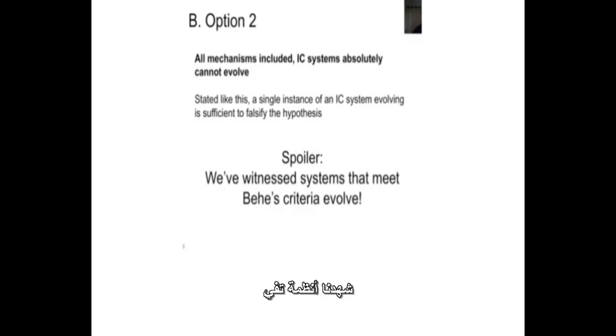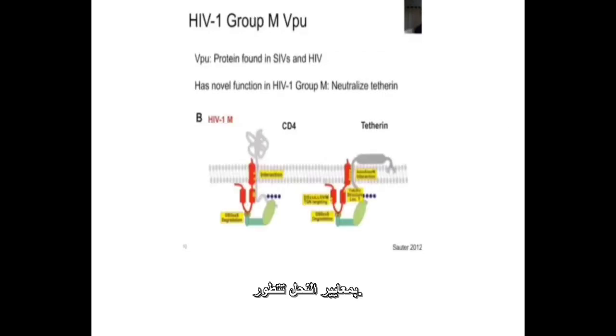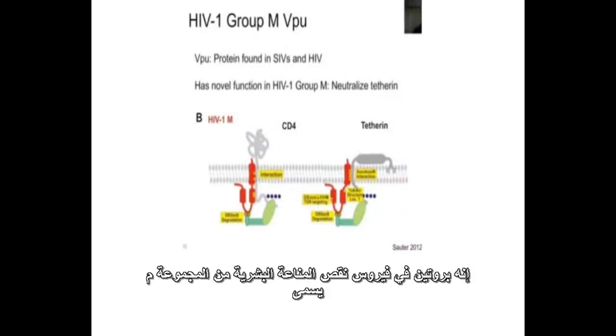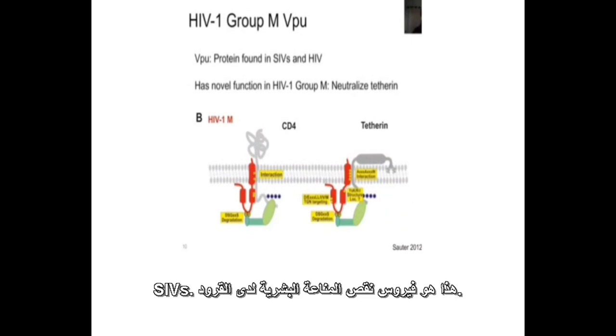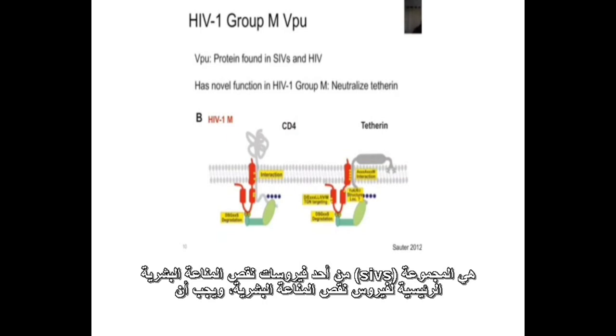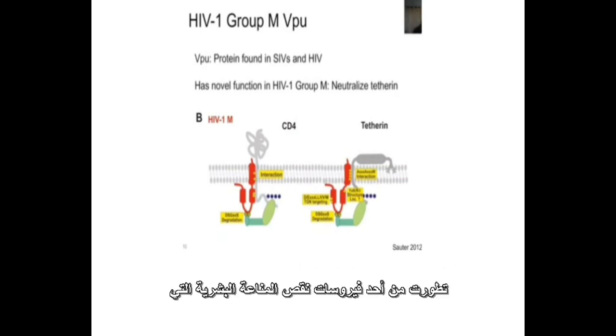Spoiler, we've witnessed systems that meet Behe's criteria evolve. I'm going to give you one example because it's something I'm very familiar with and find very interesting. It's a protein in HIV-1 group M called VPU. This is a protein that's found not just in HIV, but in the SIVs, that's the simian immunodeficiency viruses. It's a related group of viruses that infect things like monkeys, chimps, gorillas, and HIV evolved from one of the SIVs. The main group of HIV, I should say, evolved from one of the SIVs that infects chimps.